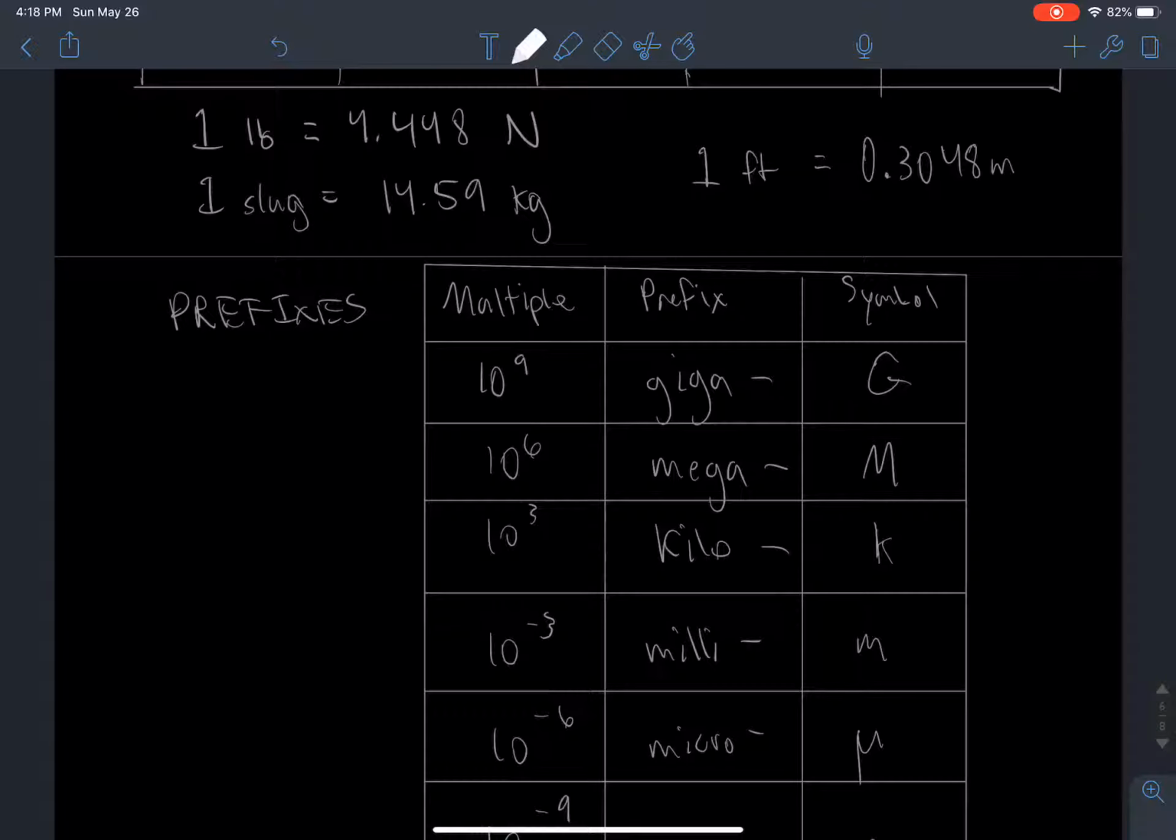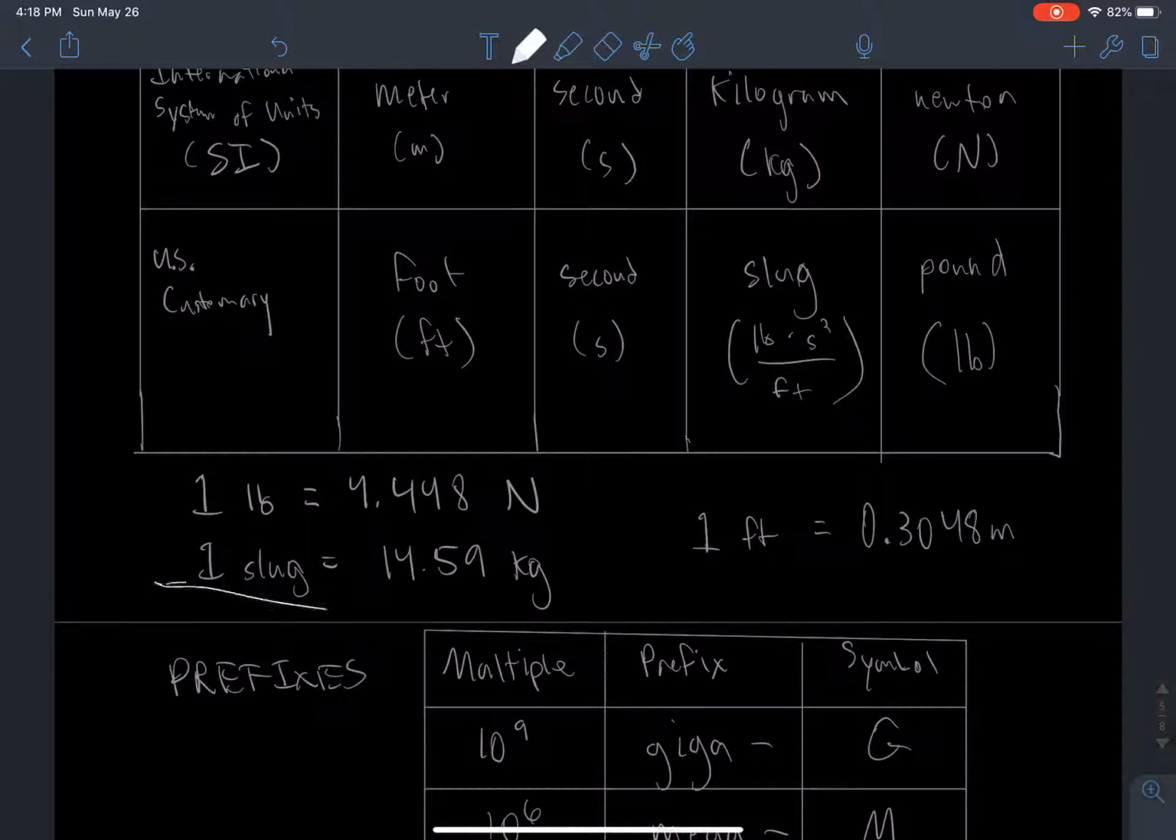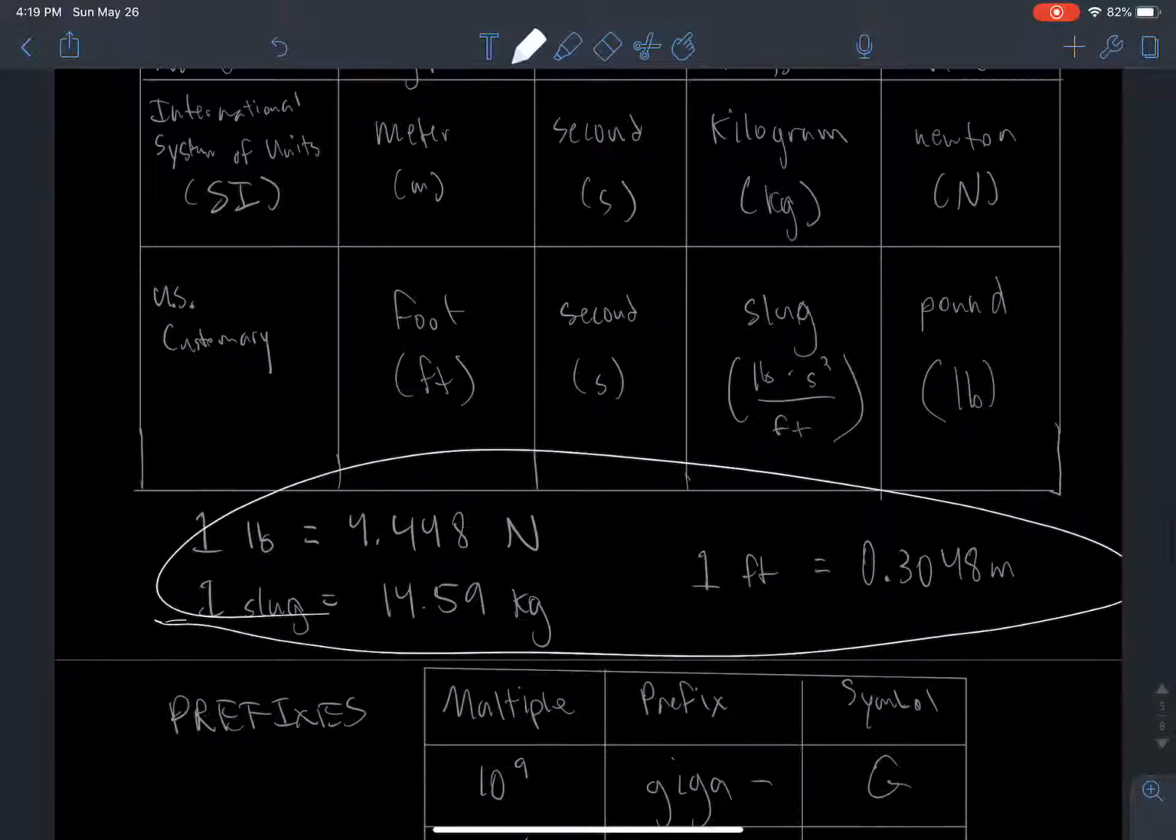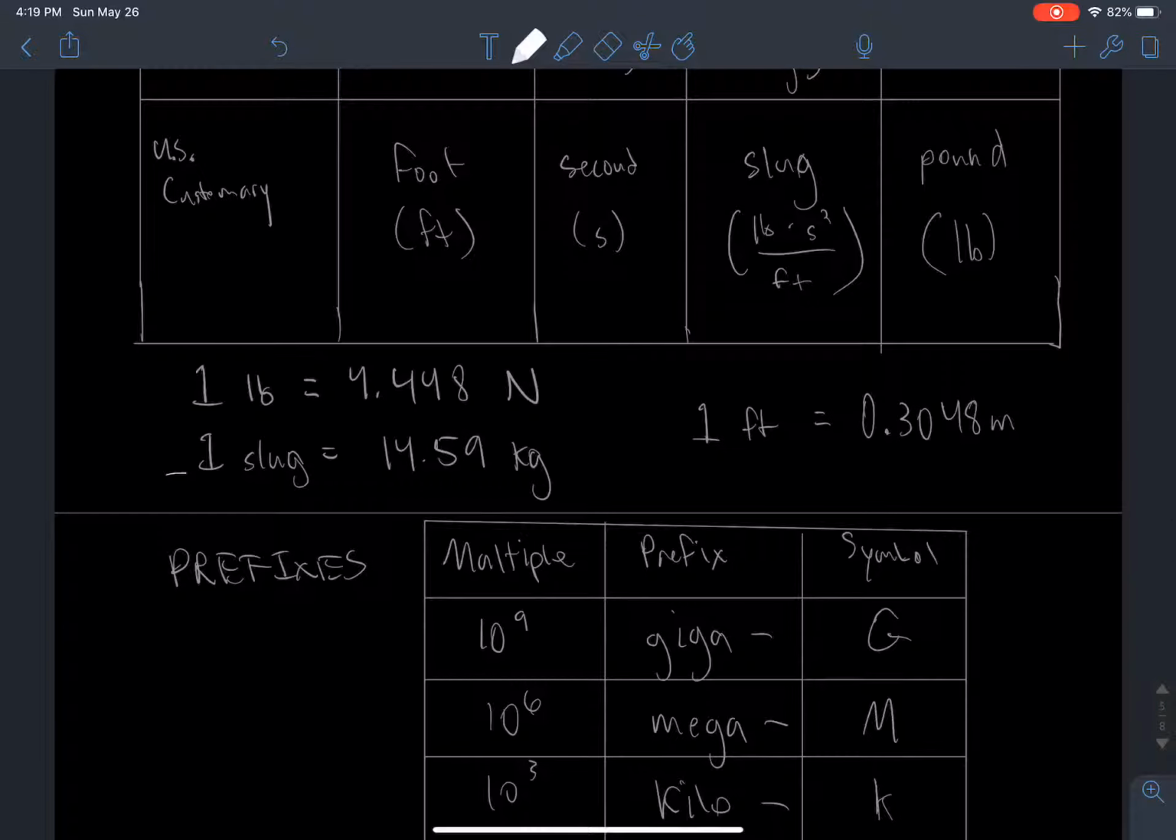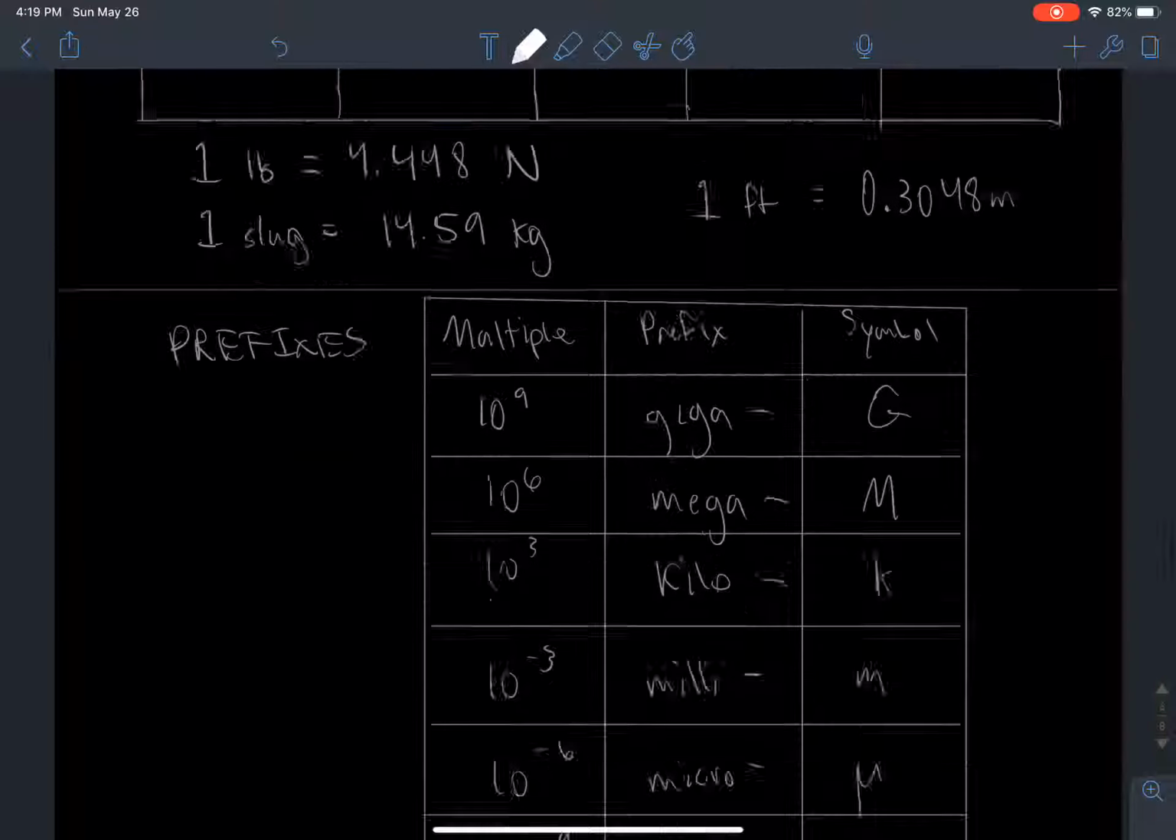And here are some conversion factors between SI and U.S. customary units that you can use most of the time. They're accurate enough for most of your applications.